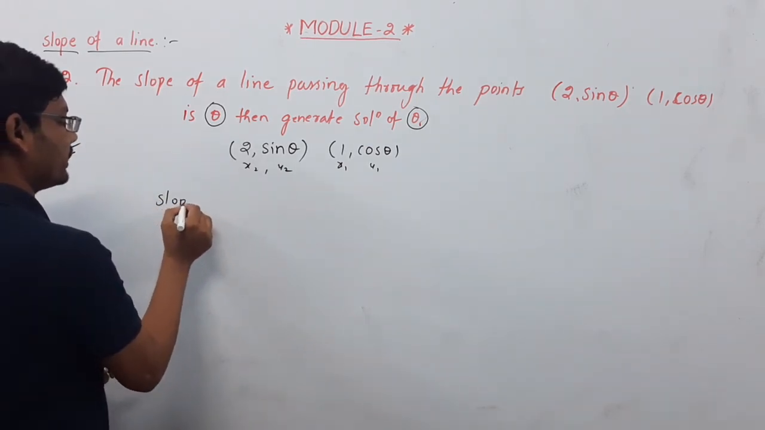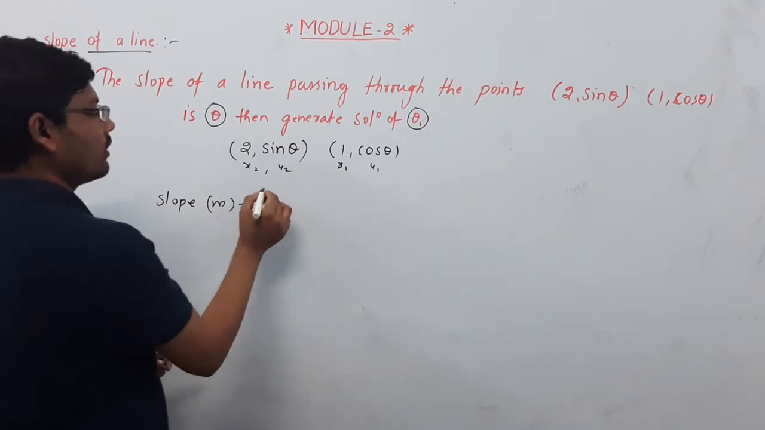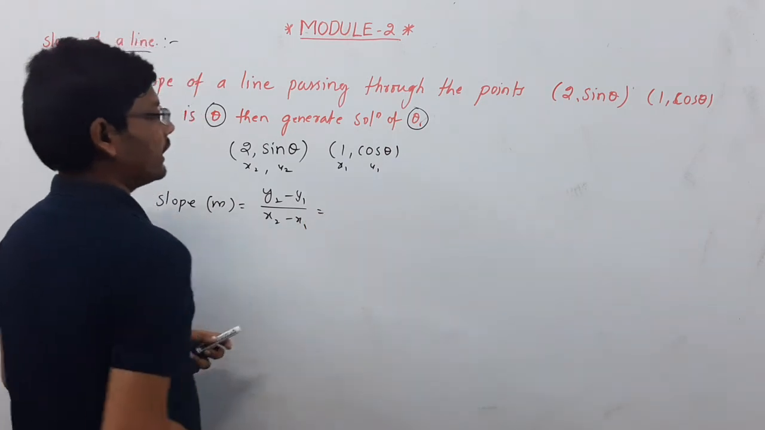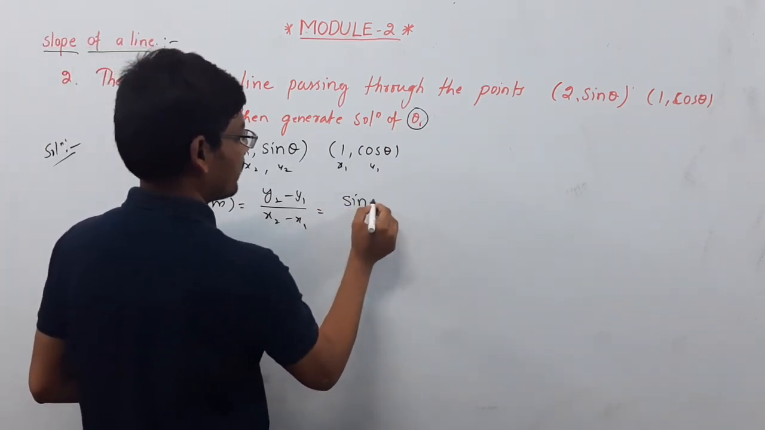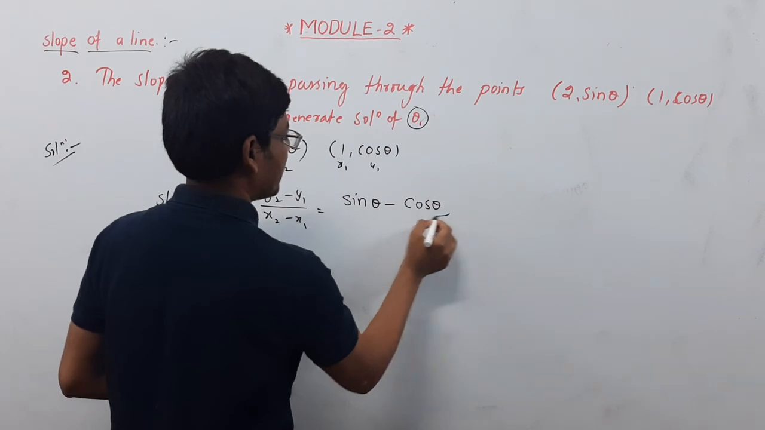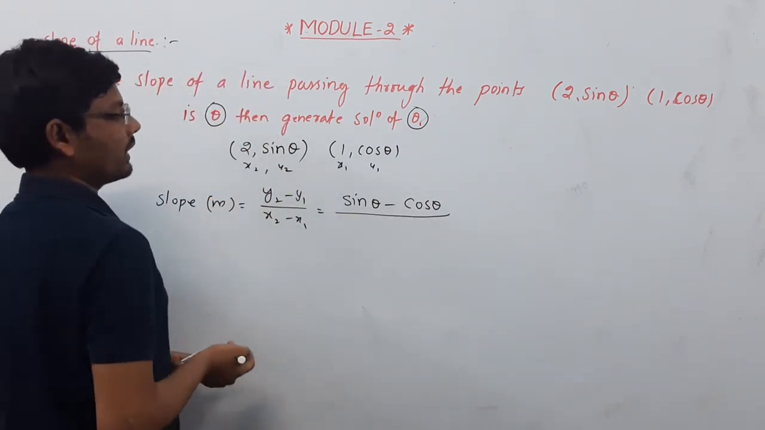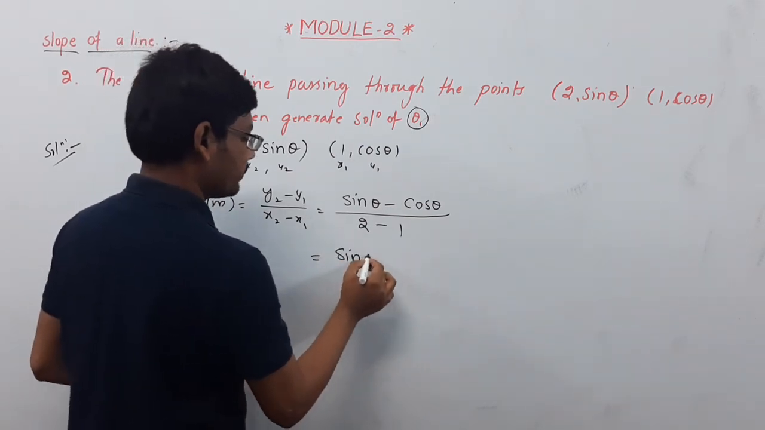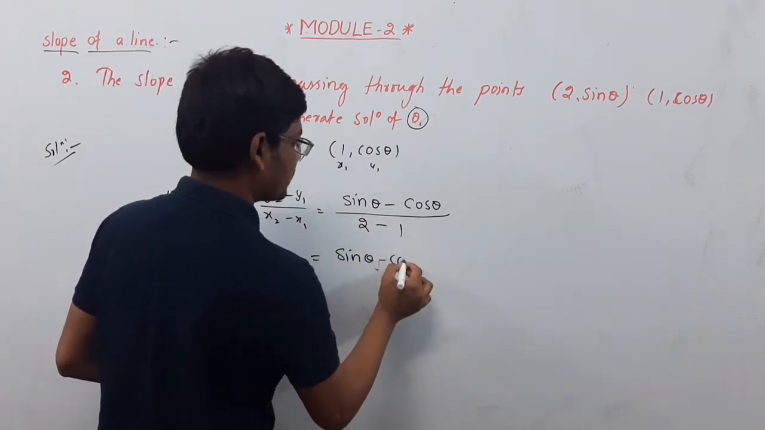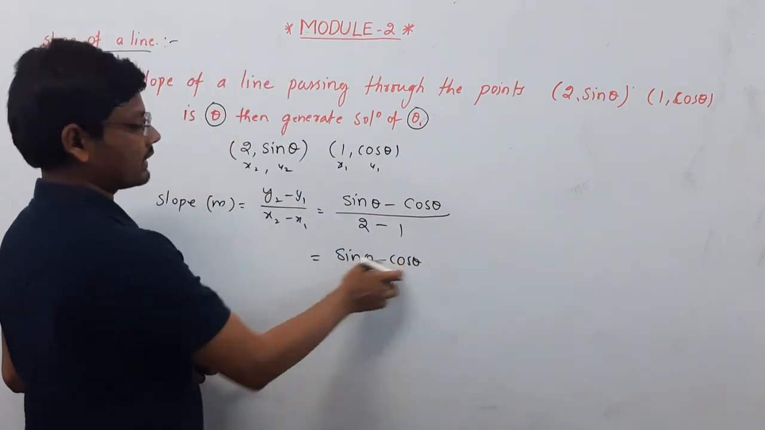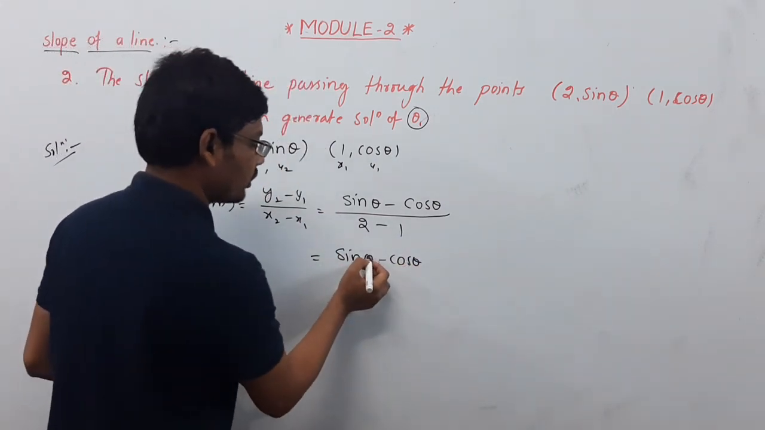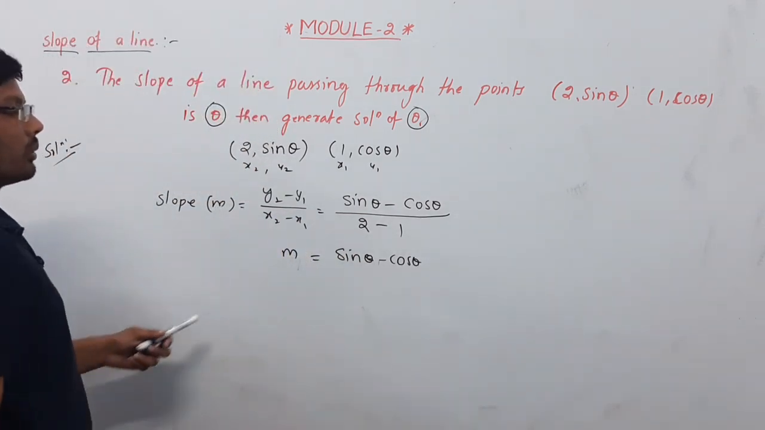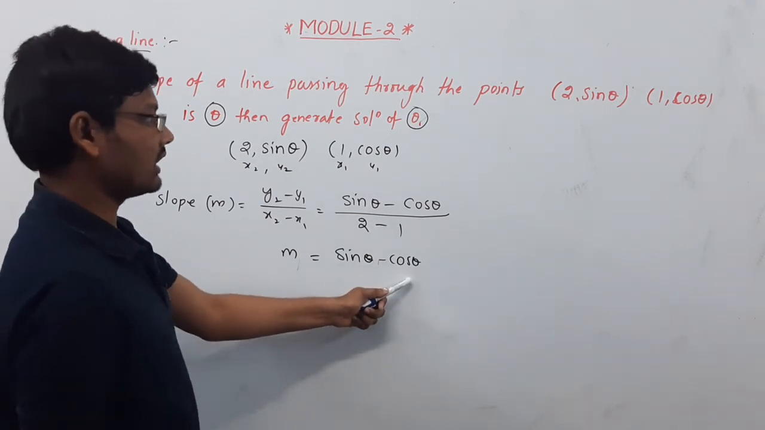Slope is nothing but m is equal to y2 minus y1 by x2 minus x1, where y2 is sin theta minus cos theta divided by x2 minus x1. Here x2 is 2, x1 is 1. So sin theta minus cos theta divided by 2 minus 1 is nothing but 1. If the denominator is 1, no need to write it here. So this is m here. So m is nothing but slope. Slope is equal to sin theta minus cos theta.